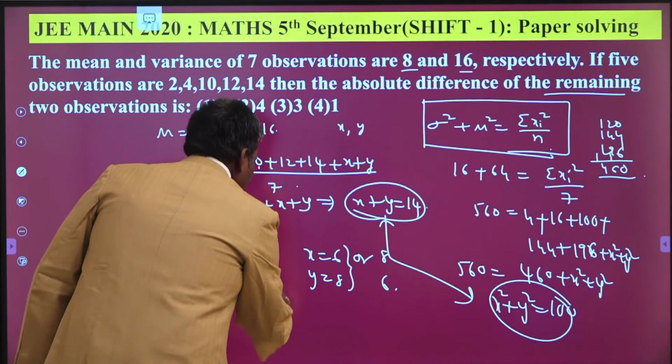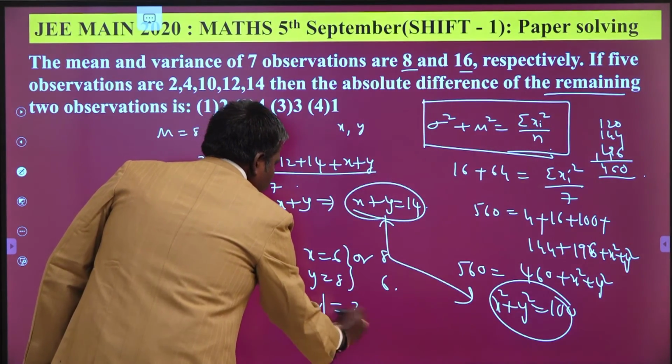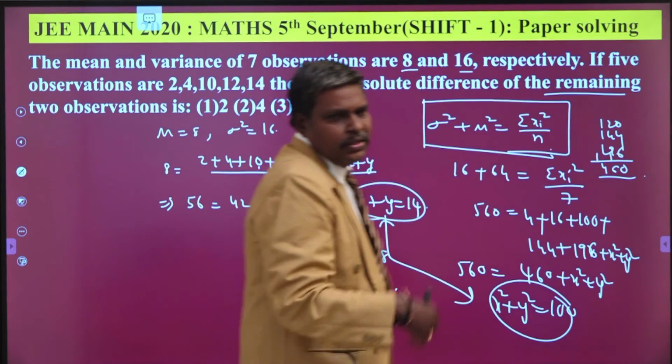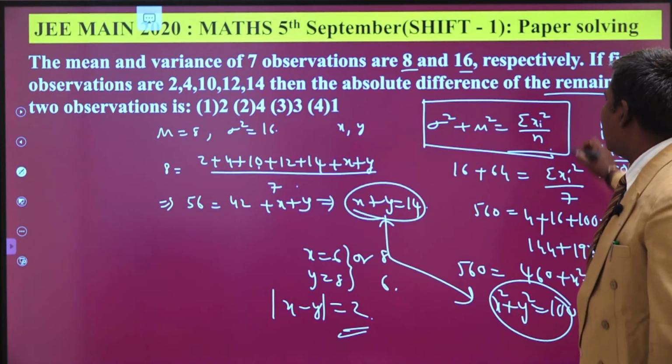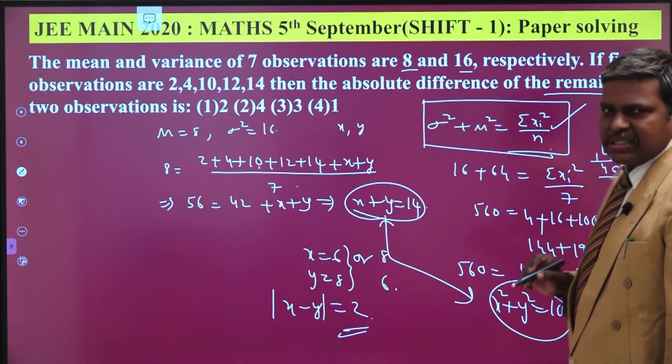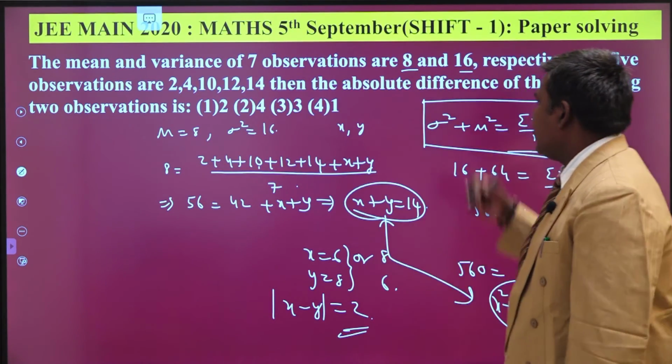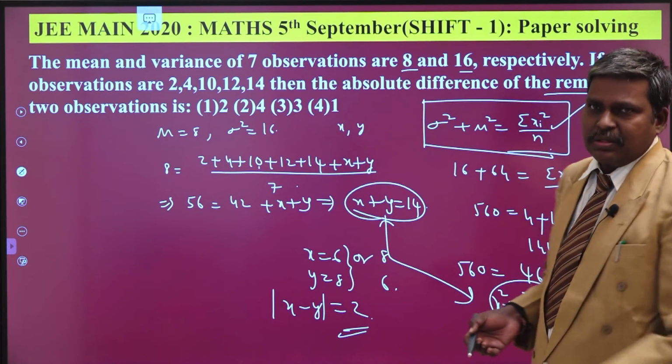What is their absolute difference? |x − y| is equal to 2. Am I correct or not? So in this manner we can easily crack this one. We just have to know this formula, that is sigma square plus mu square is equal to sigma xi square by n, and some speed of calculation.